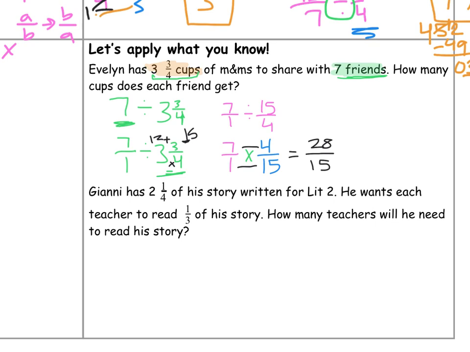So I'm going to think about 15 times 1 is 15, and 15 times 2, that is 30. So I'm going to simplify this as 1 because I'm going to take 15 out of 28 to figure out how many I have left over. So 8 minus 5 is 3, 2 minus 1 is 1. So I have 13/15 left over. So that's how many cups each person gets.